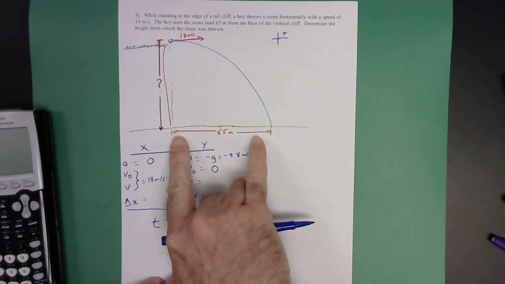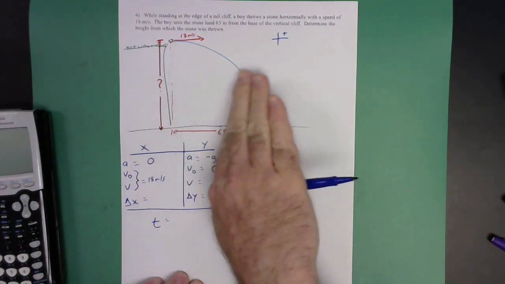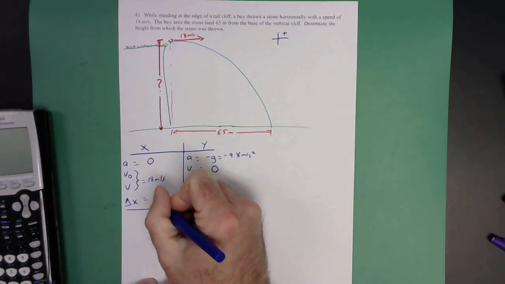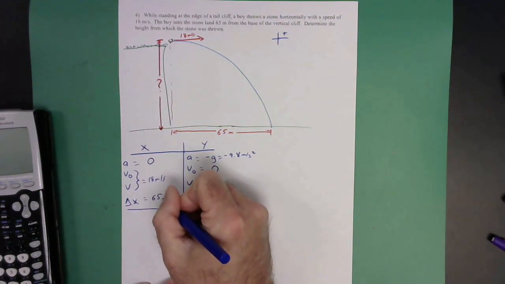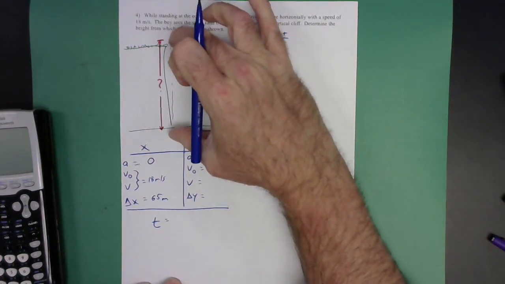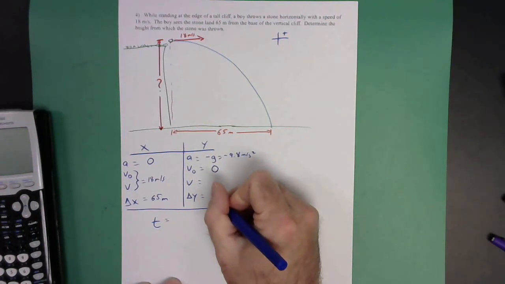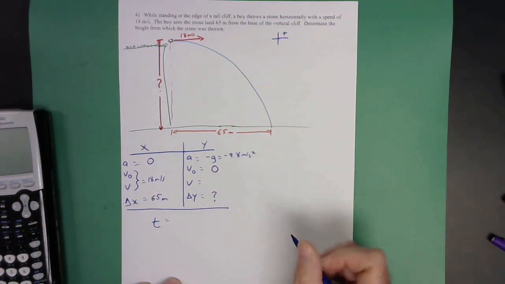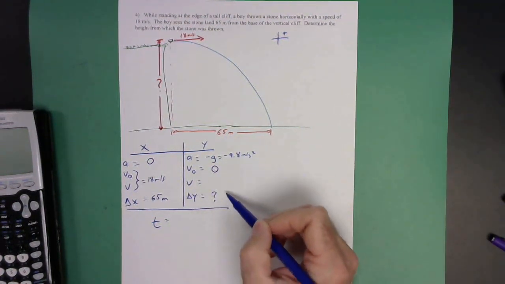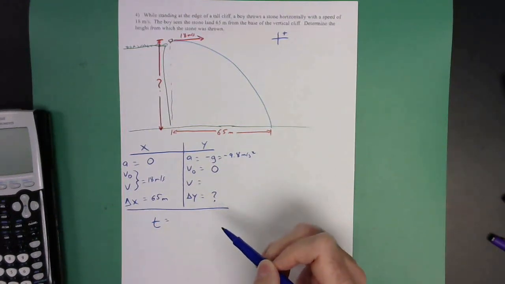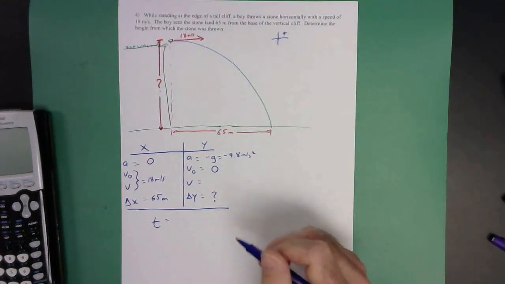They also told me this value. That's how far it went horizontally, that's the delta x here. The horizontal displacement is 65 meters. And they want me to solve for this, my vertical change in position, my vertical displacement. Again, we anticipate that we're going to get a negative answer for that because it goes down that far. And that's what we're trying to find.